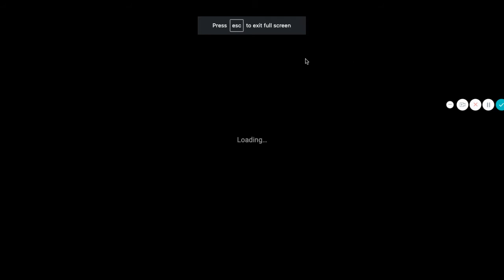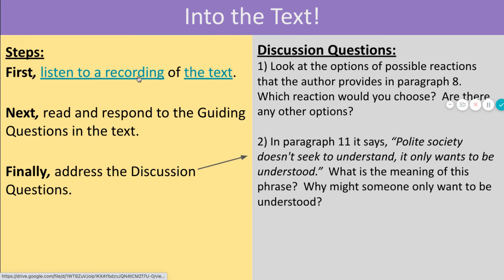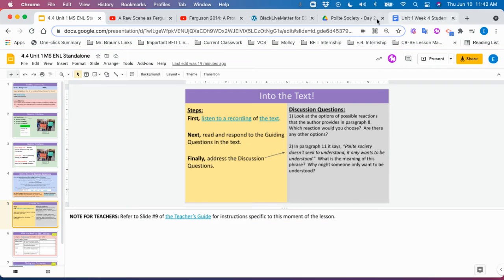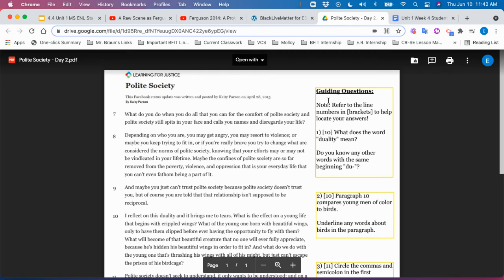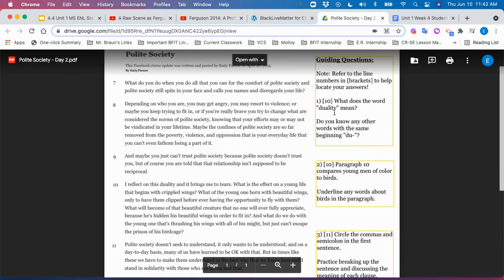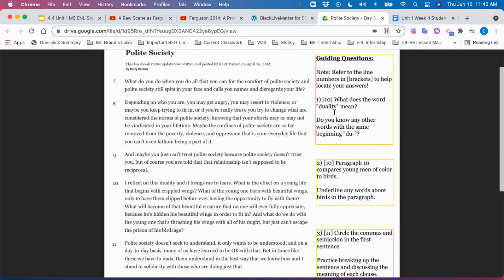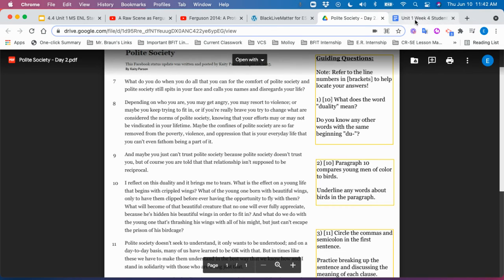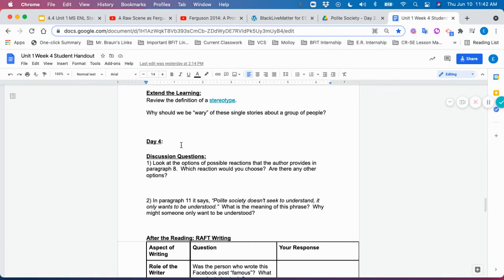Now here's a link to both an audio recording of the text as well as a link to today's text, including the guiding reading questions. Following the reading, students could complete the discussion questions on the weekly student handout paper. As you can see, the guiding questions are included directly on the text, and these should be answered during the reading. Following the reading, there are 2 further discussion questions for students to respond to.